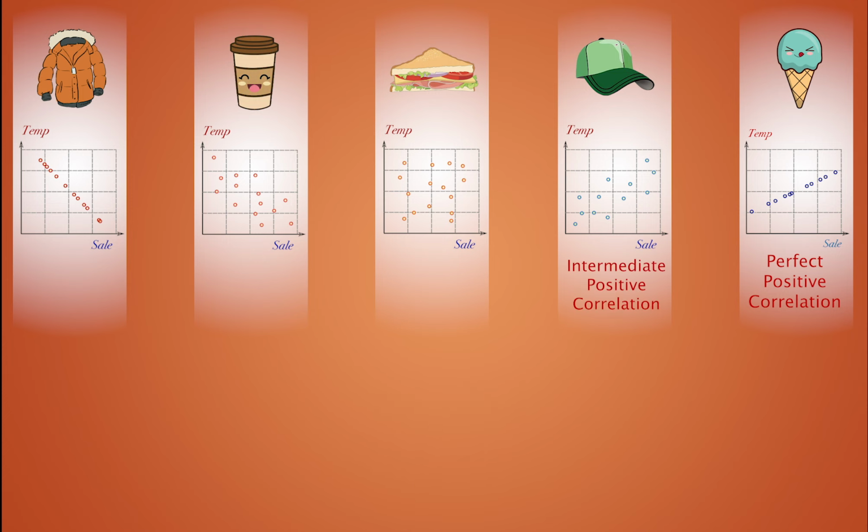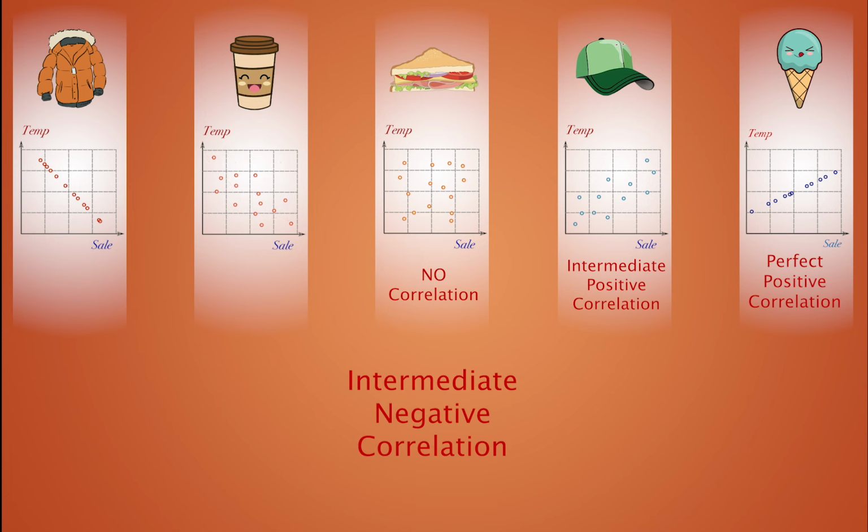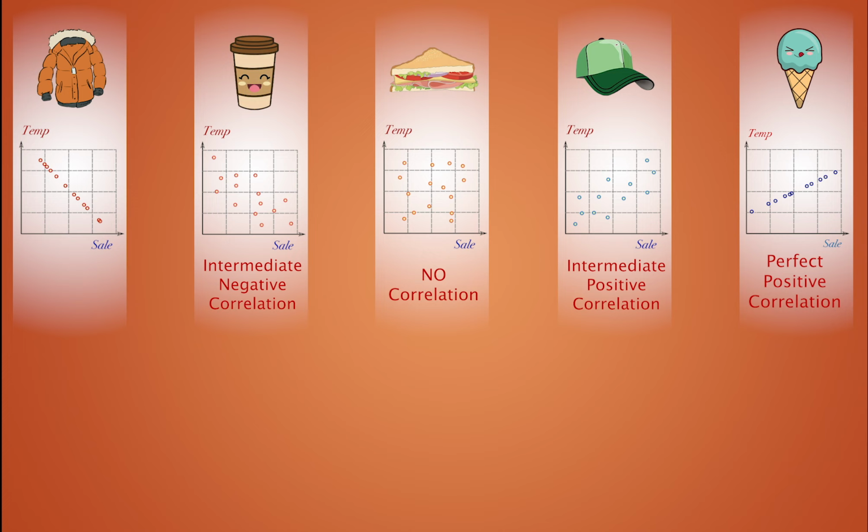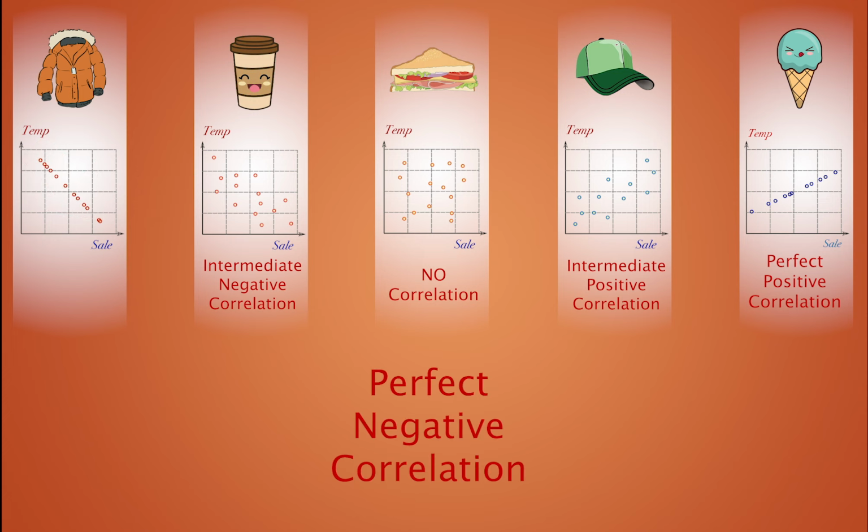About sandwiches, when the temperature goes up, there is no change in the amount of sandwich sales, so there is no correlation. About coffee, when the temperature goes up, the amount of sales goes down, but not too strongly. So we call it intermediate negative correlation. And about coats, when the temperature goes up, the amount of sales goes down strongly. So we call it perfect negative correlation.